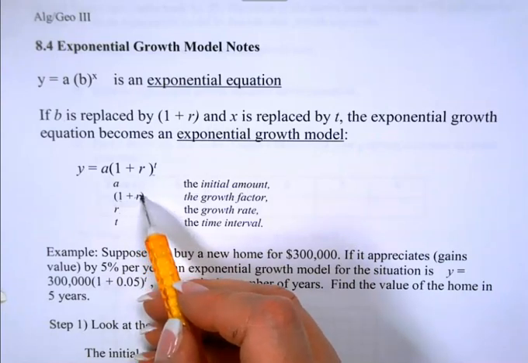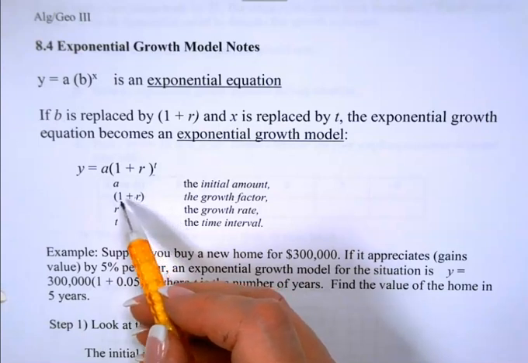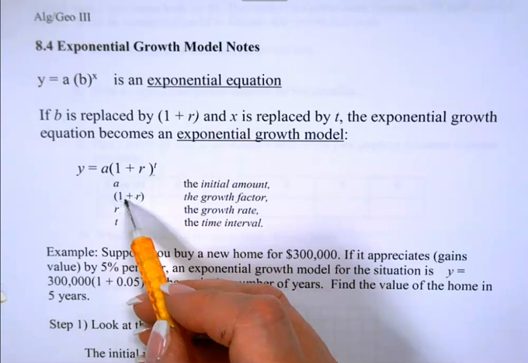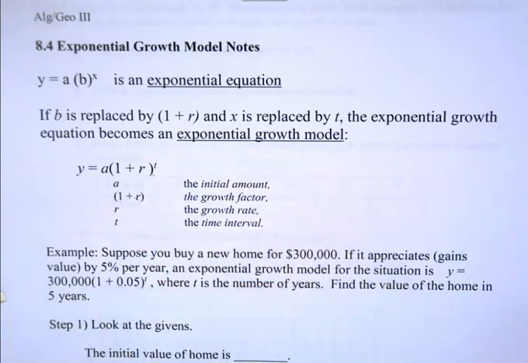So if you were getting, say, a 3% interest in a bank account, you could do 1 plus 0.03. You get your 100% of your money that's in there, plus they're going to give you a little bit of interest for using your money. And t is your time interval.